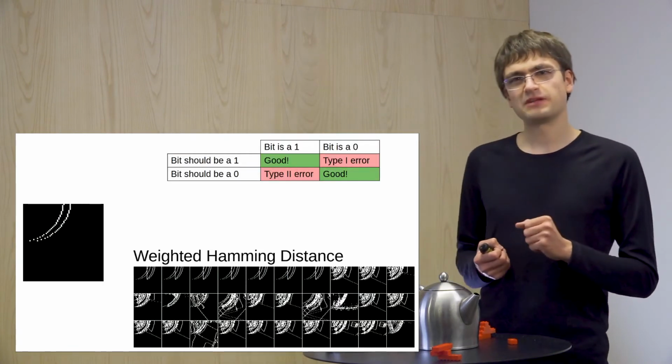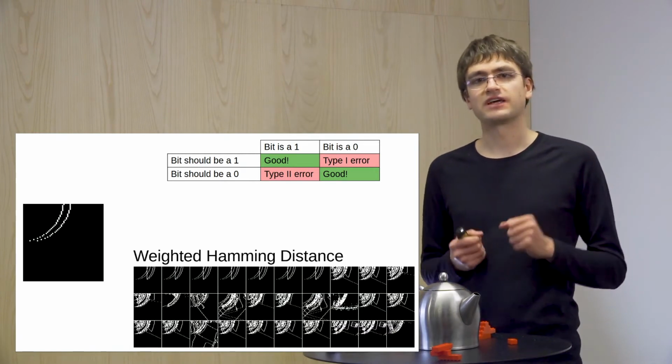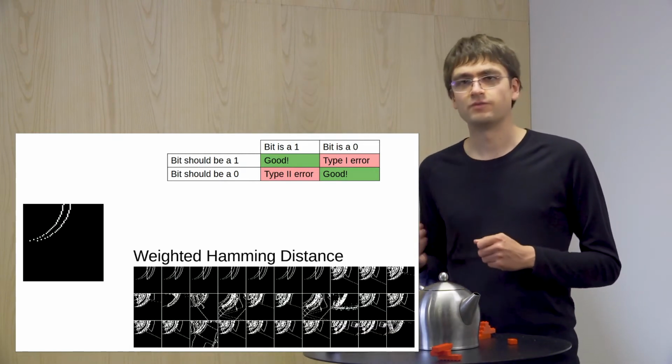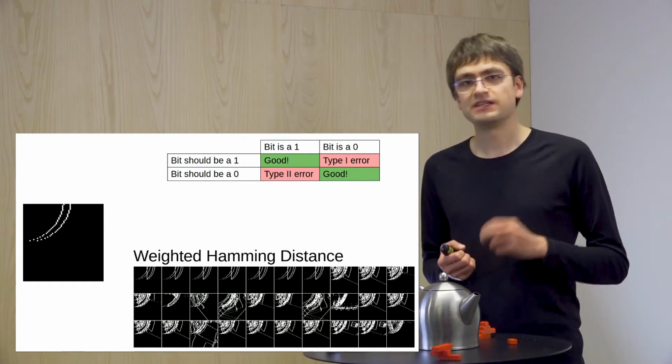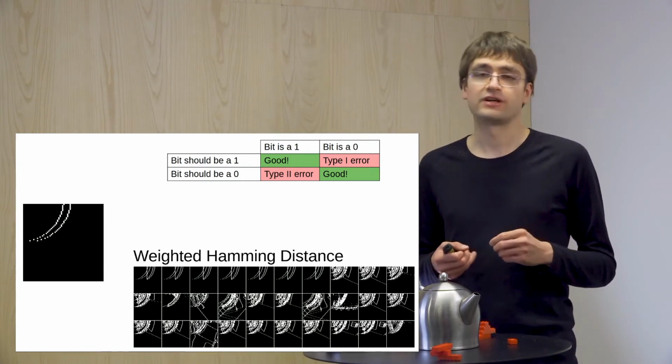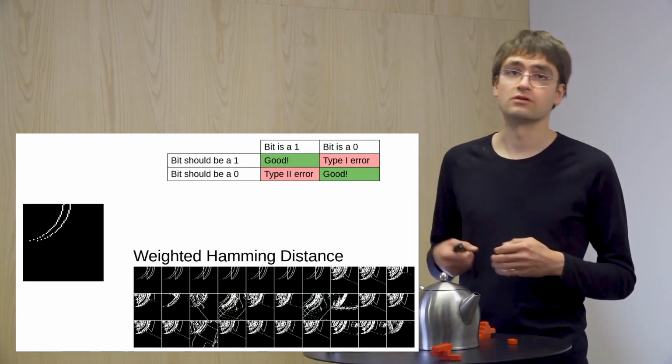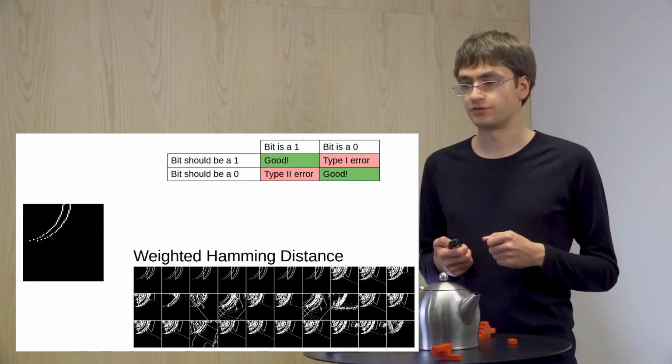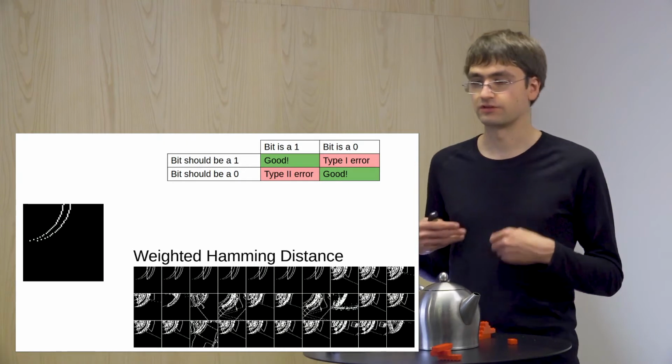Now the weighted Hamming distance function is essential to understanding the dissimilarity tree. When you compare binary images, each individual bit can have two types of errors. You can either have a false 0 or a false 1, which we will denote with a type 1 error or a type 2 error.